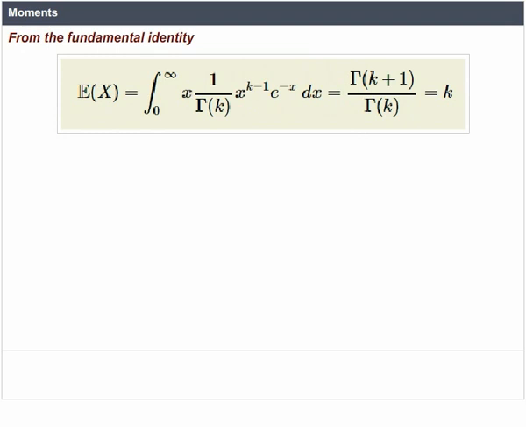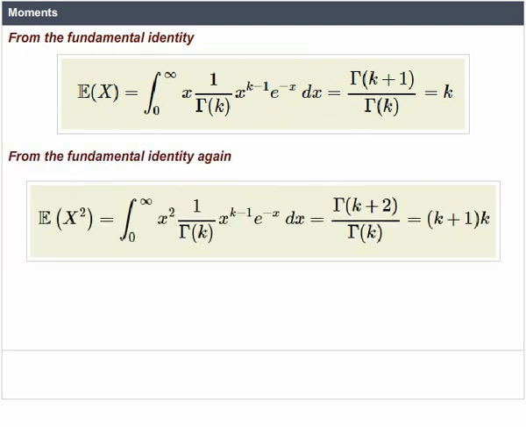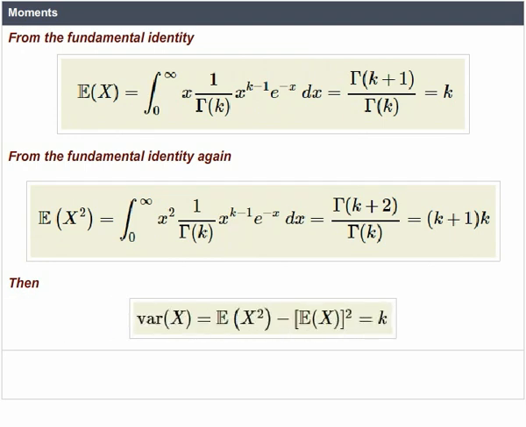From the fundamental identity again, E(X²) = ∫₀^∞ x² (1/Γ(k)) x^(k-1) e^(-x) dx = Γ(k + 2) / Γ(k) = (k + 1)k. Then Var(X) = E(X²) - [E(X)]² = k.